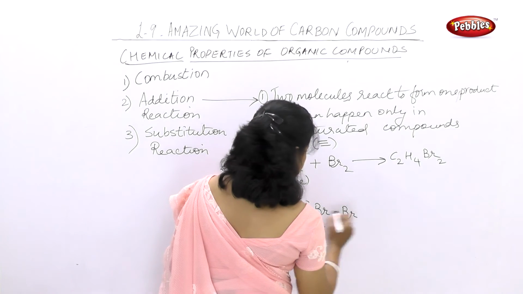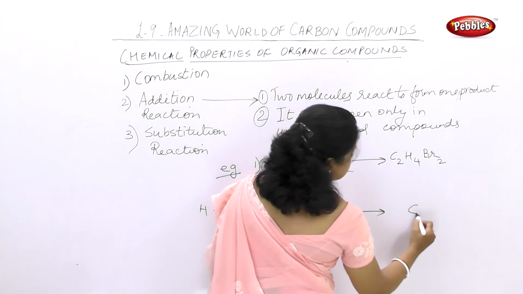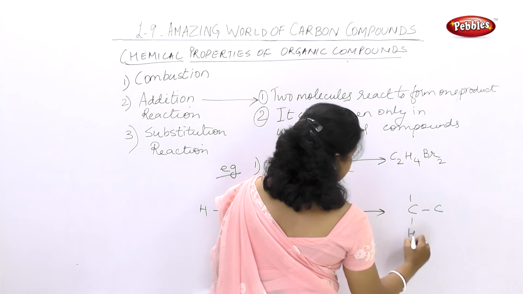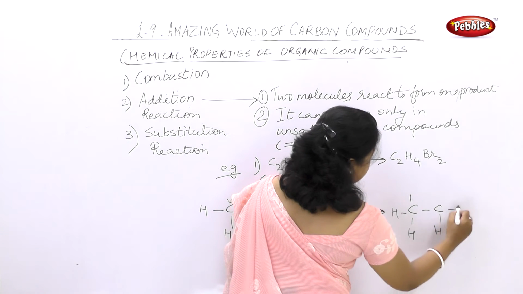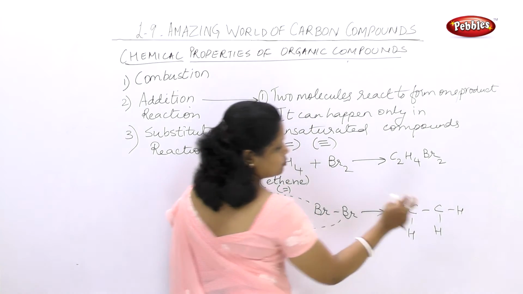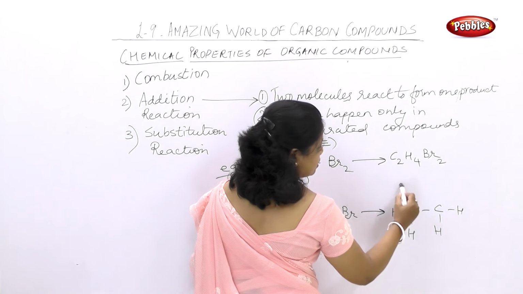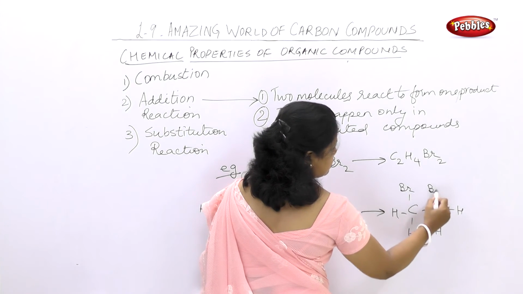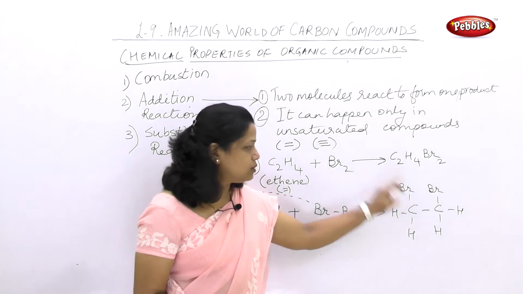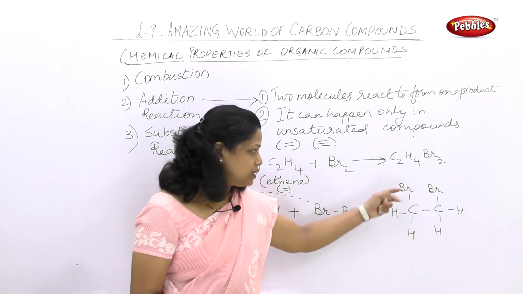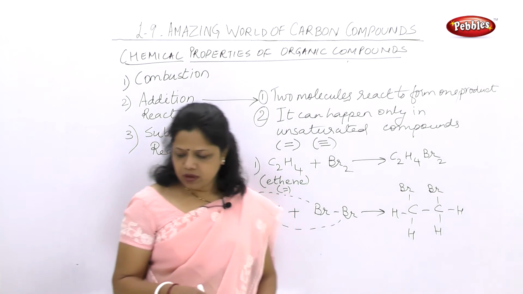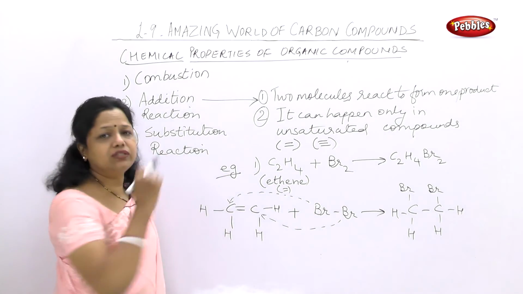Let's see how it will form in the structure. 2 C's, then 1H, 1H, 1H, 1H. This was the original, right? Now after addition, this double bond becomes a single bond, and 1 Br comes here, 1 Br comes here. I can write Br here, Br here, H here, H here. It doesn't matter if I change the place of Br and H; both are possible. Now I have made this. This is the addition reaction.